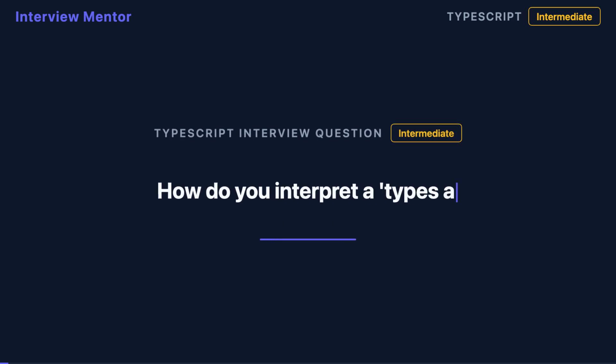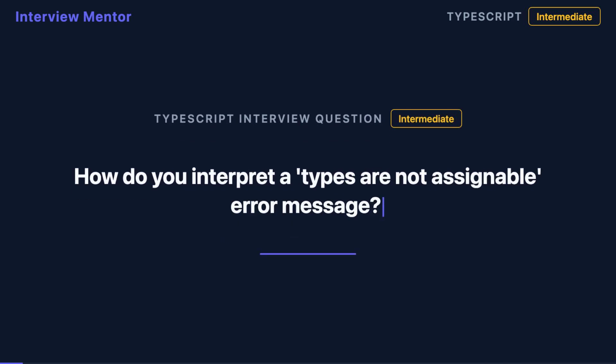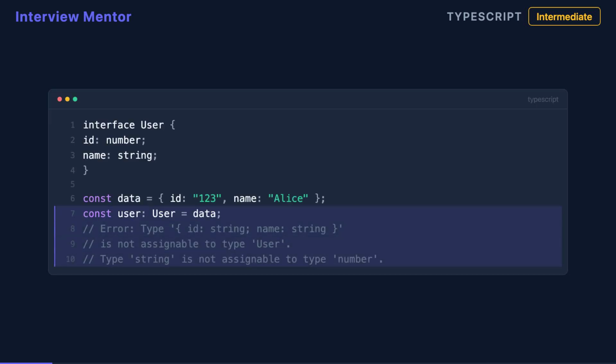"Type is not assignable to type," TypeScript's most confusing error. Here's exactly how to read it. This error means TypeScript detected incompatible types. The value you're assigning doesn't match what the variable or parameter expects.